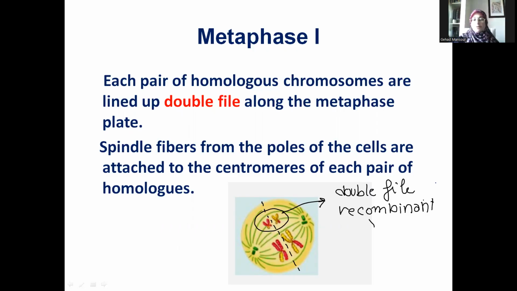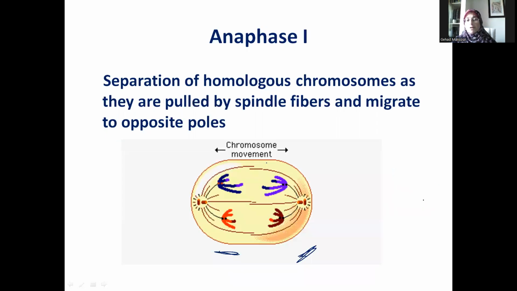Okay, and then we move on to anaphase 1, and in anaphase 1, as you see, the chromosomes move towards the poles of the cell. And again, one important difference between anaphase 1 and anaphase of mitosis is that what is moving towards this pole and that pole are whole chromosomes. And when I say a whole chromosome, I mean a duplicated chromosome.